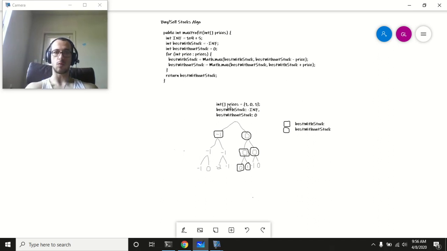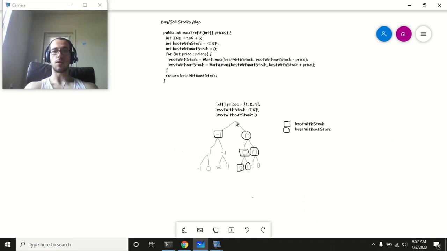So let's go ahead and work through an example, very simple. We're going to input a price array where in time 1 the price is 1, time 2 it's 0, and time 3 it's 1. We're going to initialize best with stock to negative infinity and best without stock to 0. And so let's get a better intuition for those comparisons. If we move left, we're going to buy a share of stock, signifying best with stock. If we move right, that signifies we don't buy any share of stock, where our total shares is 0.